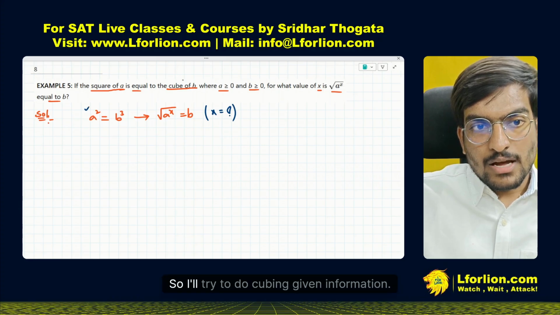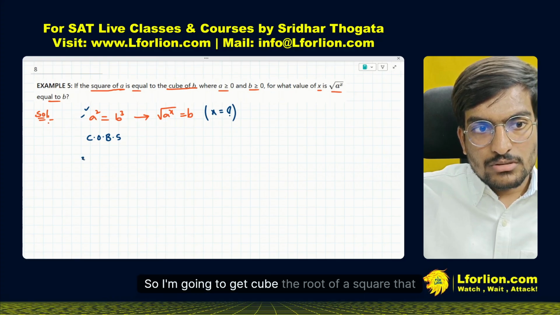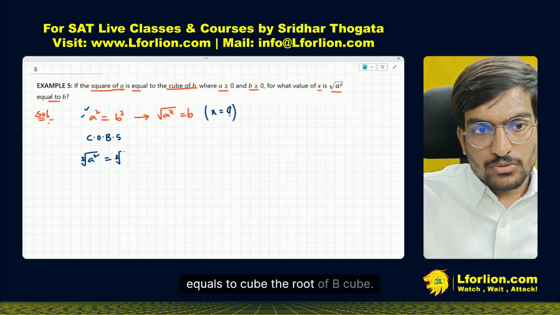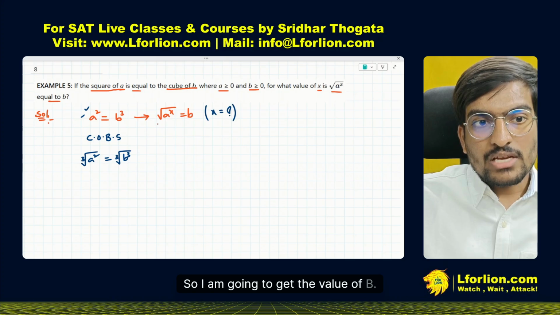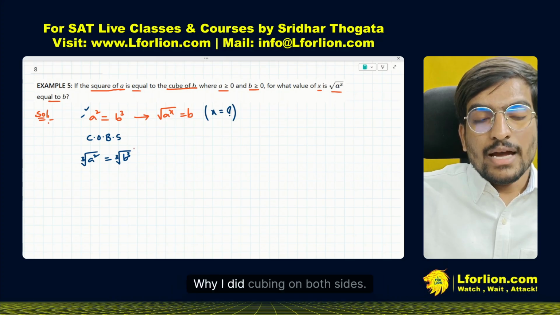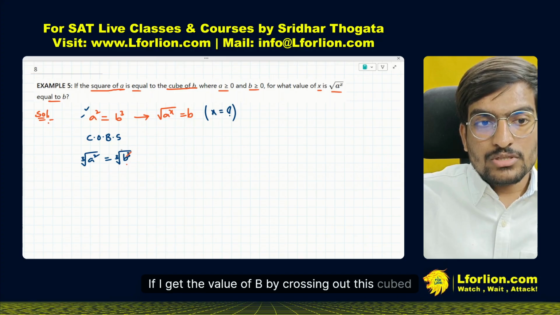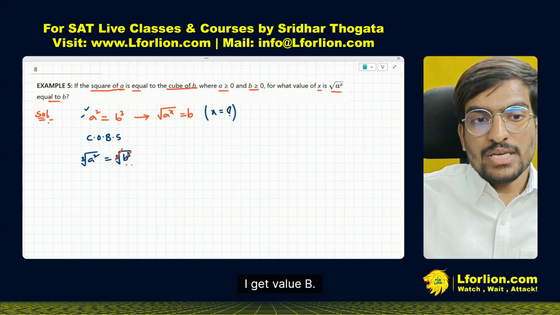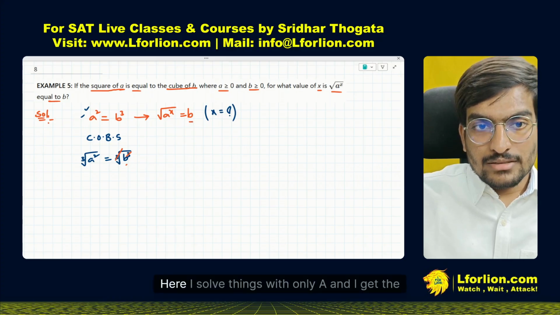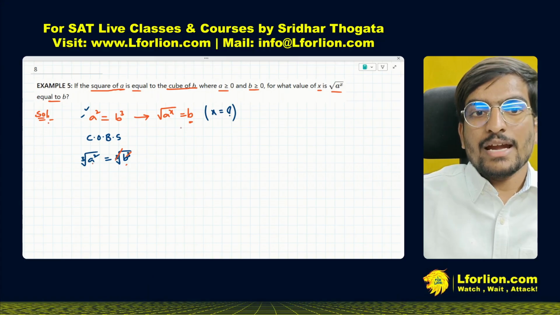So I'll try to cube the given information. I'm going to get the cube root of a square equals the cube root of b cube. So I'm going to get the value of b. Why did I do cubing on both sides? By crossing out the cube root and cube, I get the value of b. I substitute that here, solve things with only a, and get the value of x.